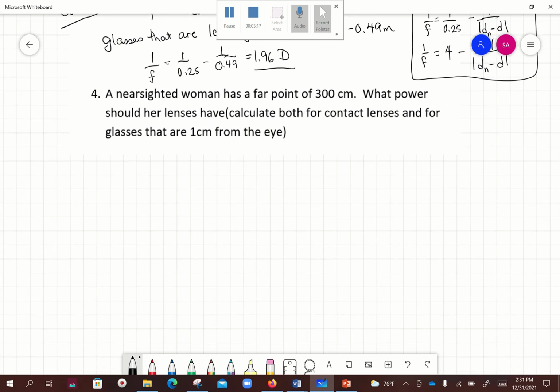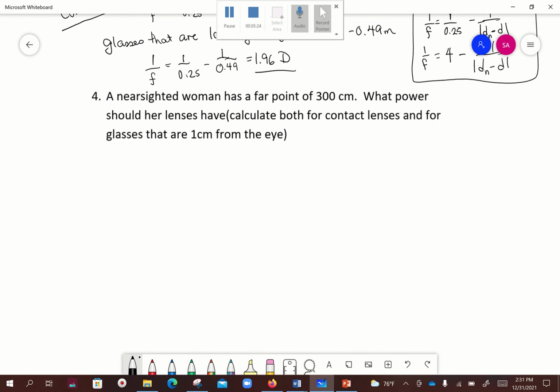Okay, let's do it for a nearsighted person. A nearsighted person has a far point of 300 centimeters. Ideally your far point should be infinity, but a person who's nearsighted can't see things that far away. So this person has a far point that's only 3 meters away. We want to again calculate what power her lenses should have, both for contact lenses and for glasses that are 1 centimeter away from the eye.